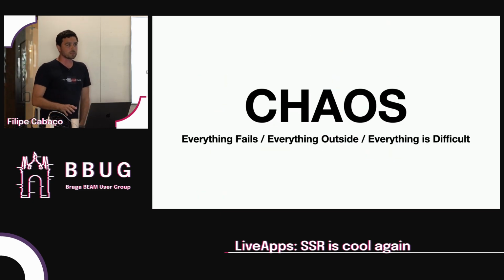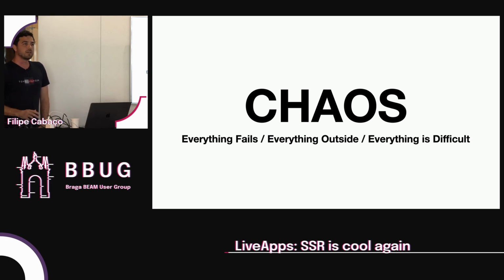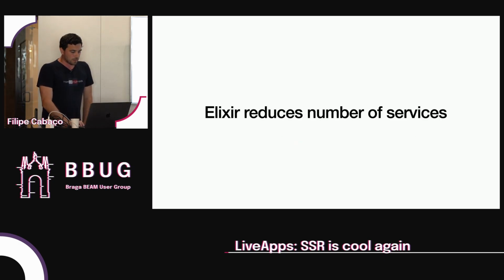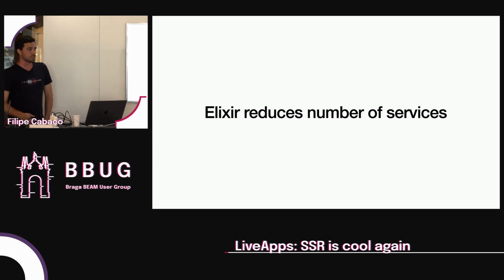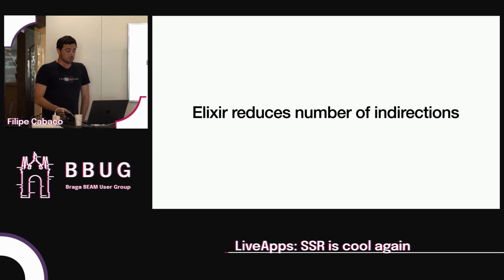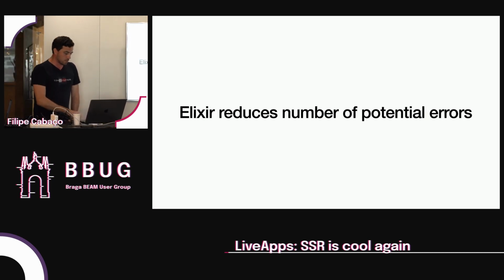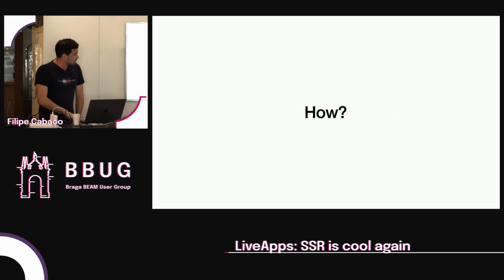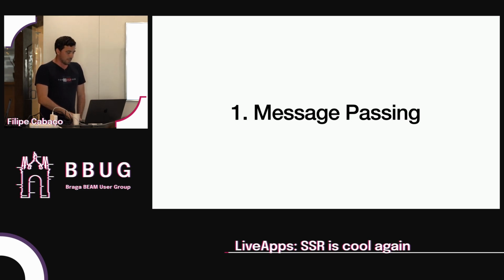So everything is difficult. Never fall for the fallacy of it's easy, it's only 2 days of development, it will be 2 weeks for sure. And my opinion is that Elixir is capable of reducing the number of services, which means reducing the number of indirections, which means reducing the number of potential errors. And how does it do this? And now comes the weirdness.